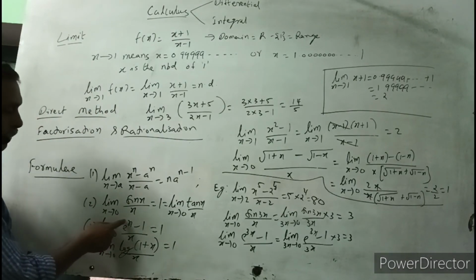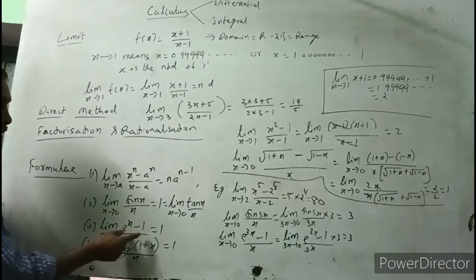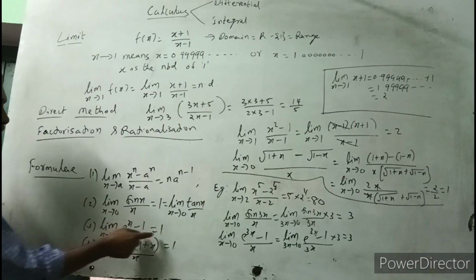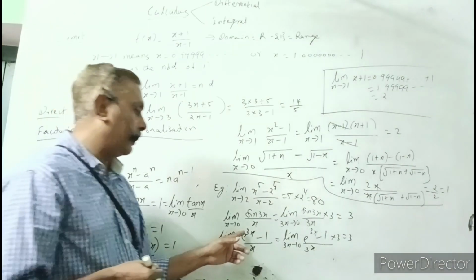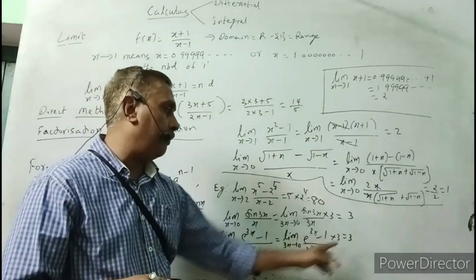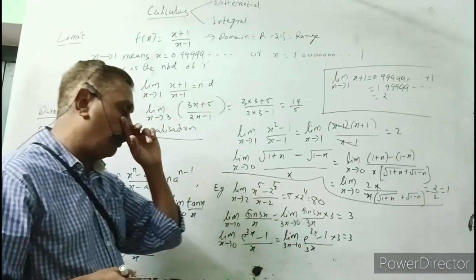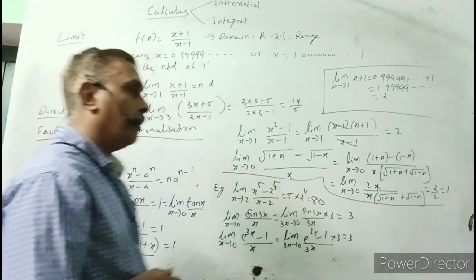Limits here also have 3 parts you will see: x tends to 0, e power the same minus 1, this format, that is 1. An example is written here, 3x, so the denominator also needs 3x, so multiply and divide by 3. x tends to 0, 3x also tends to 0 as in the numerator, so this result will come 3.